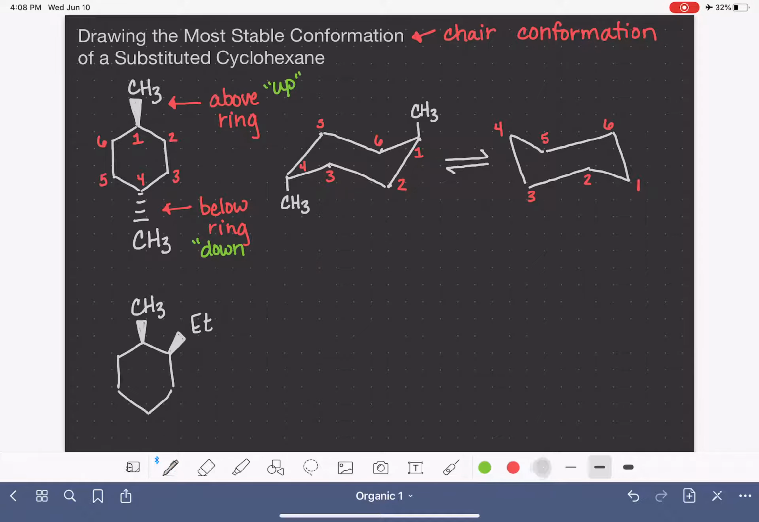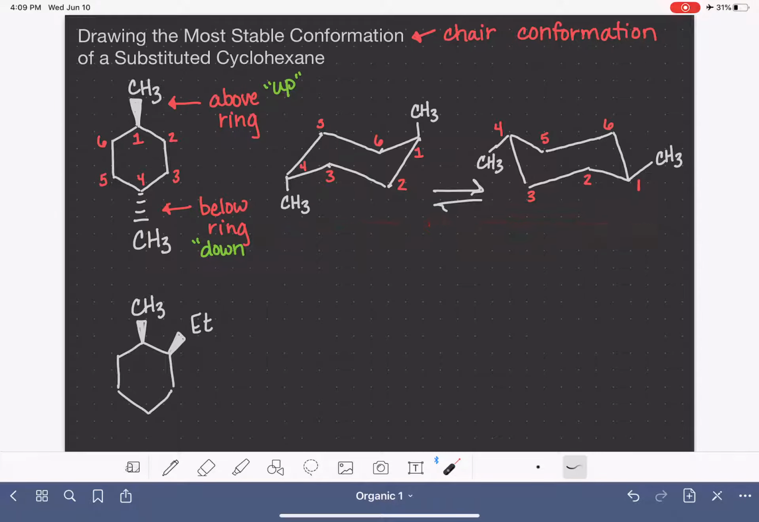Now remember, when we do a ring flip, our substituents change, the positions change a little bit, and we talked about how up stays up. So this substituent is going to stay up, but it changes from axial to equatorial. So this methyl group on carbon number 1 is going to stay up, but instead of being up axial, it's going to be up equatorial. And for carbon number 4, when we do a ring flip, down stays down, but axial becomes equatorial. So now carbon number 4 has its methyl group down, and it's down equatorial. So it's going to look like this. And so these are the two conformations of cyclohexane.